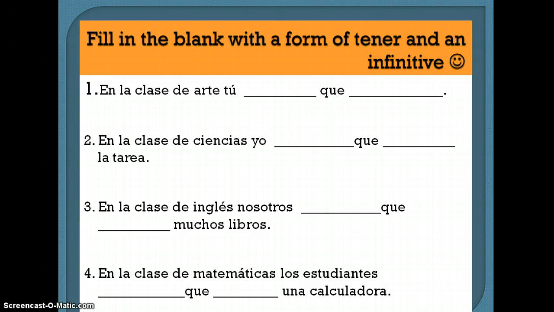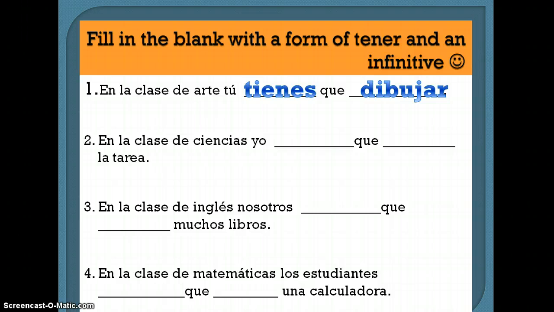So here, fill in the blank with the form of tener, the correct form of tener, and an infinitive. What would make the most sense about these different classes? So pause your video, see what you can do, and then check your answers. En la clase de arte, tú tienes que dibujar. It makes sense. You have to draw.